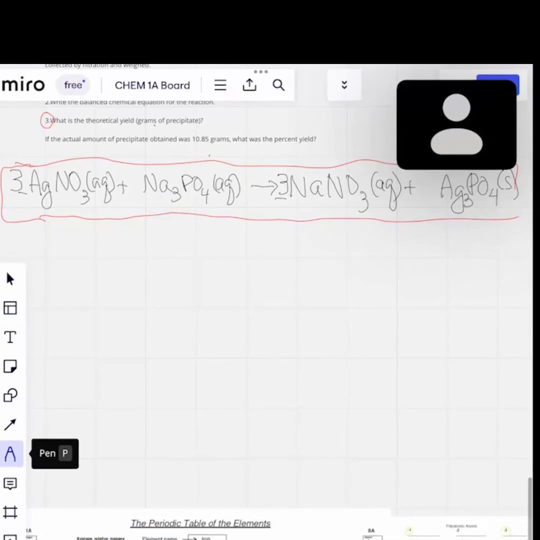Okay, now that we have the balanced equation and we have a roadmap for how we're going to do this, we realize that if we're going to convert between moles and stuff like that, we're going to need some data here. So first of all, if the product is going to be measured in grams, we need to find out what is the molar mass of silver phosphate?